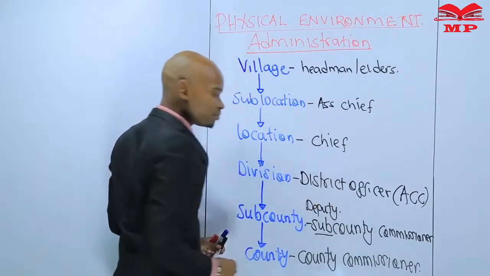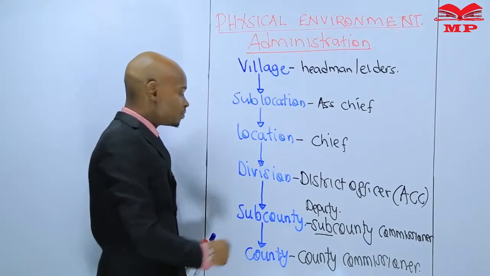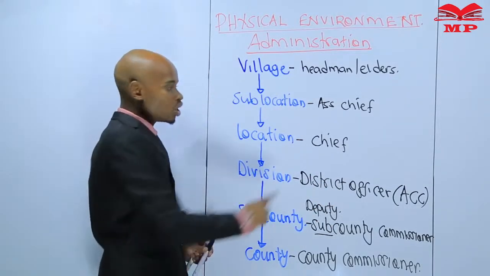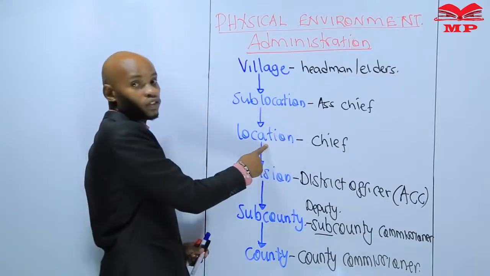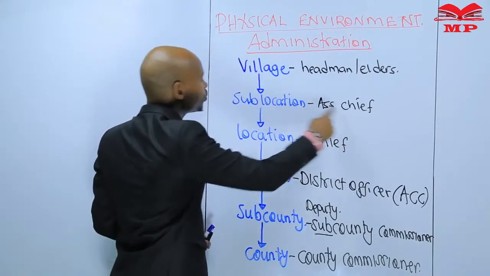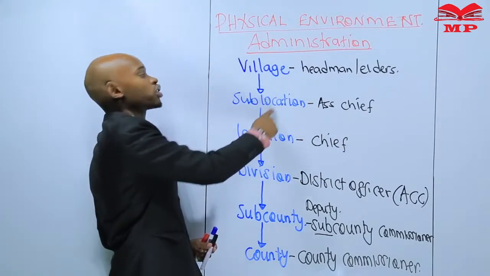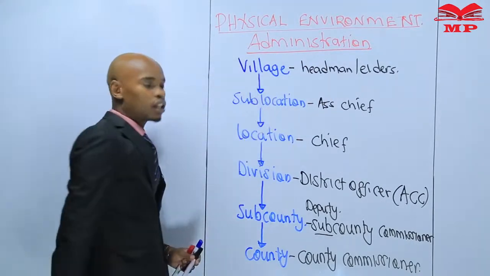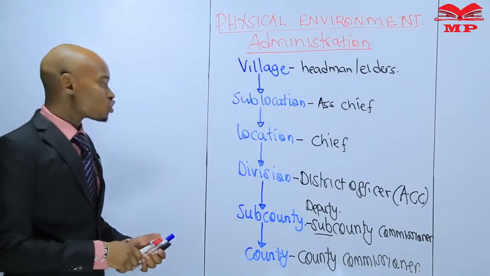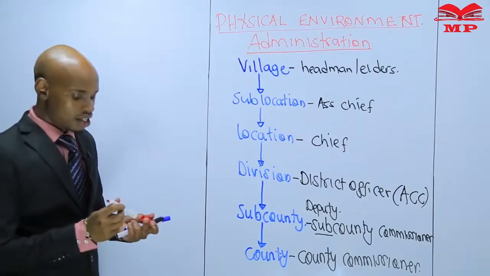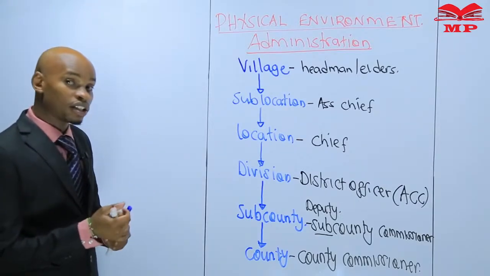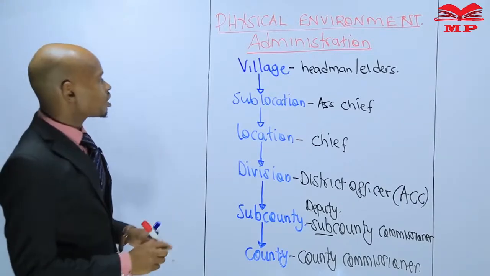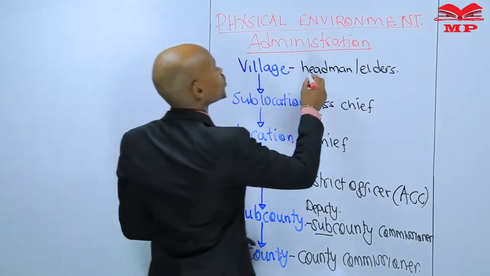The District Officer or the Assistant County Commissioner is in charge of the division. The Chief is in charge of the location. The Assistant Chief is in charge of the sub-location. The village headman or the village elders are in charge of the village. What are they supposed to do as they represent the national government in those areas? In most cases, they are in charge of security.